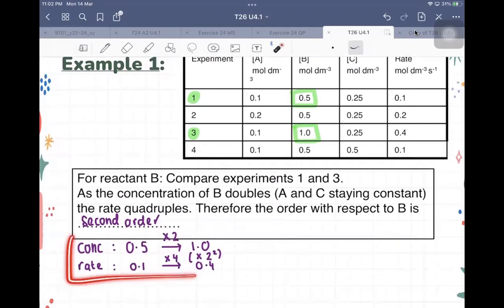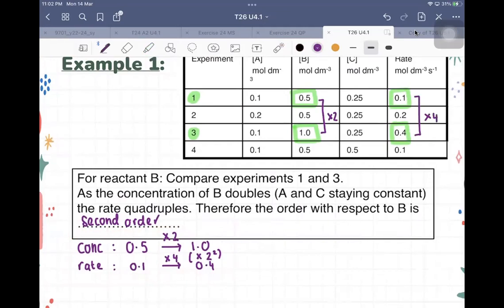Please make sure you copy this down so you know what I'm talking about. If you are already comfortable with this method, I usually would just write it down here. Going from 0.5 to 1.0 is times 2. Going from 0.1 to 0.4 is times 4. So you can see that times 4 is also the same as times 2 squared. And when you increase the concentration, the rate goes up by the square of that concentration.